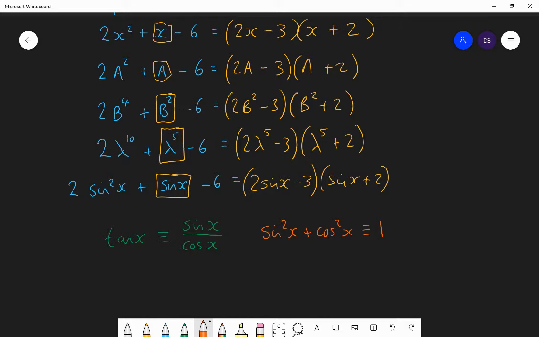Okay? And remembering that sine squared x means sine x times sine x. It's sine x all squared. It's not just the sine bit that's being squared. That would be meaningless. You can't square the function sine. You have to square sine of x. So it's a mathematician's shorthand for writing sine of x all squared.